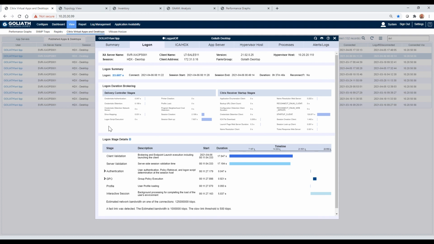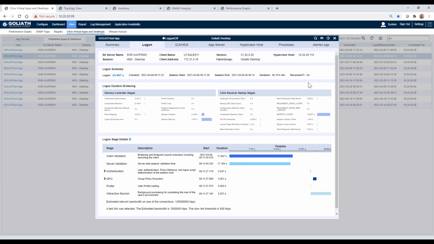Then you're going to drill down into the brokering stages. And the page is broken down into 2 different sections pretty much. You have the brokering stages at the top, where you're going to be able to see each of these different stages: at the delivery controller to start, drive mapping, profile load, logon script execution, each with the duration of each stage and a Gantt chart to quickly draw your attention to the main contributing factor to a long logon.